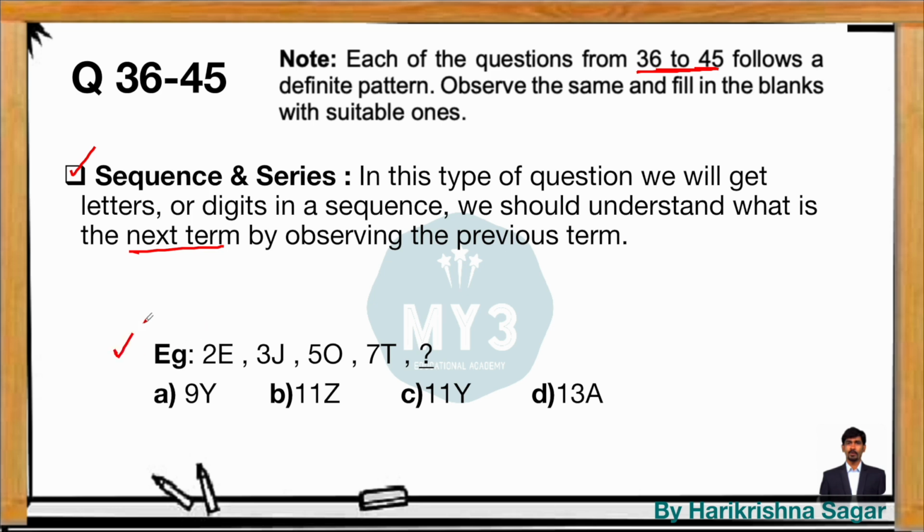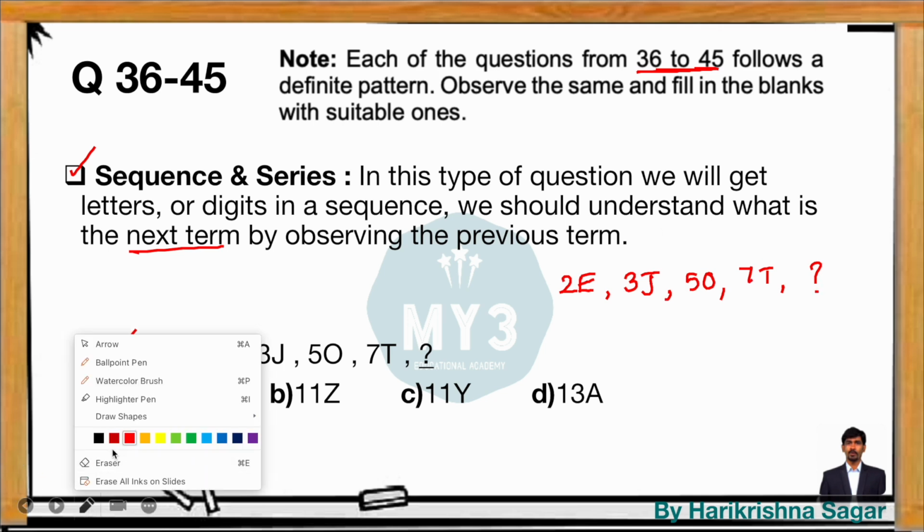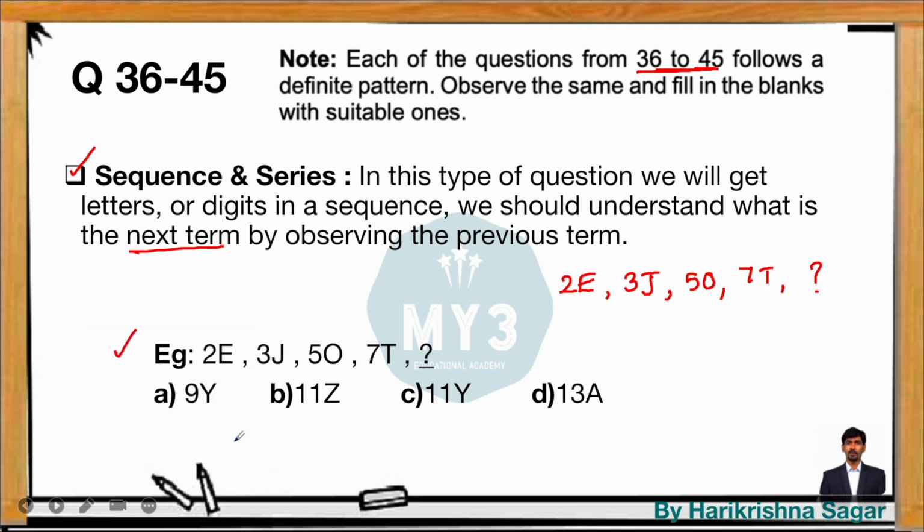Take a simple example question available here: 2E, 3J, 5O, 7T. What is the next term, the question mark value? Here they are asking us to find the next term in the sequence. I'm looking at the numbers available: 2, 3, 5, 7. What will be the next term?